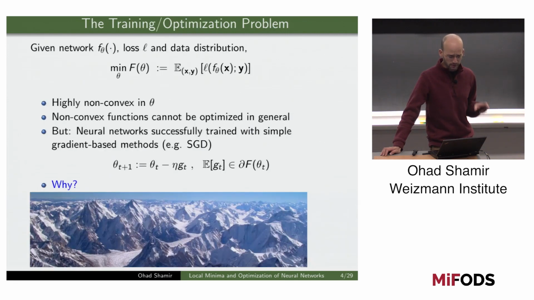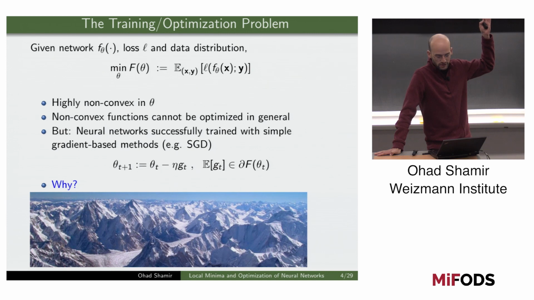And I'm going to focus mostly on the optimization aspect here. And the big question is the following. So, we're given some network. We have some data distribution. Could be some population loss or some finite data that we want to be good on. And we essentially try to solve this kind of problem.